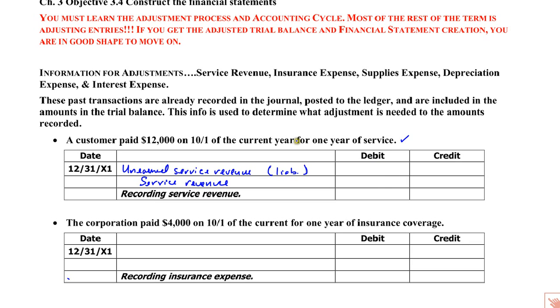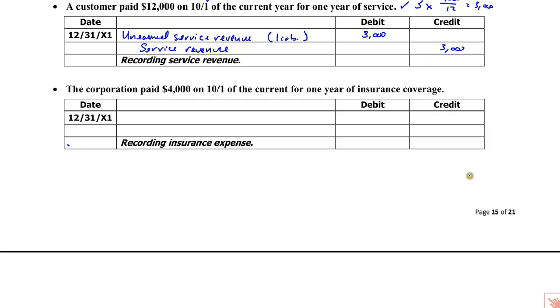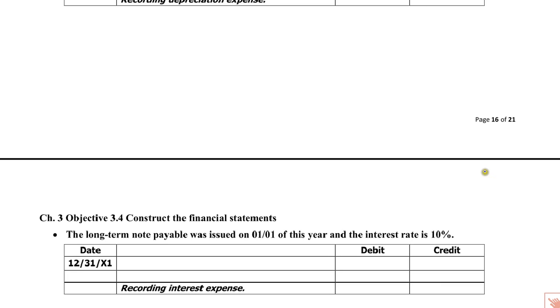And we calculated the amount. It's 3 months times 1,000 per month, because it's 12,000 for a year. That equals 3,000. Okay, so now what you do is unearned service revenue and service revenue.